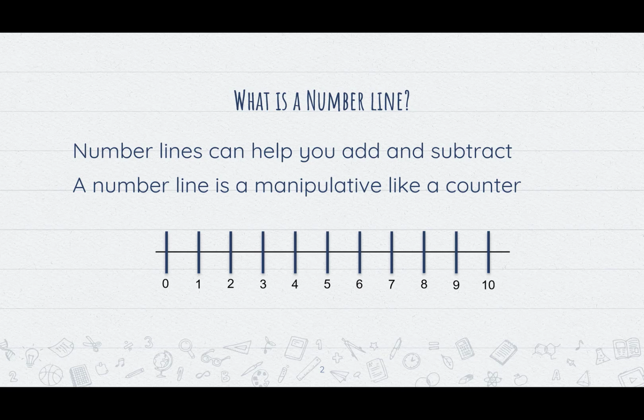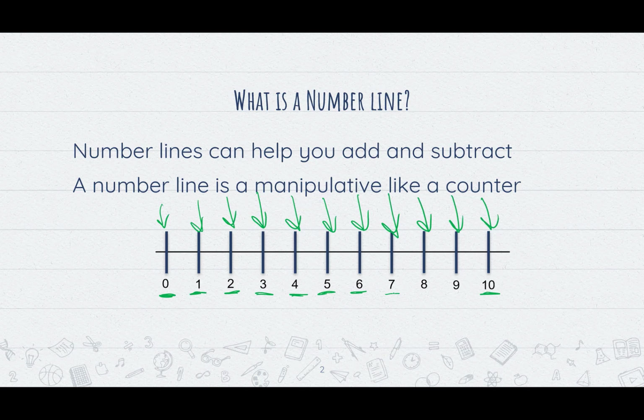Remember, this is what a number line looks like. It shows you a set of numbers. This one shows us numbers 0 through 10, and each line on the number line represents a different number. And then you see the number that line represents underneath each of the lines. So this is 0, 1, 2, 3, 4, 5, 6, 7, 8, 9. And so today we're going to use these number lines to help us solve addition and subtraction problems.